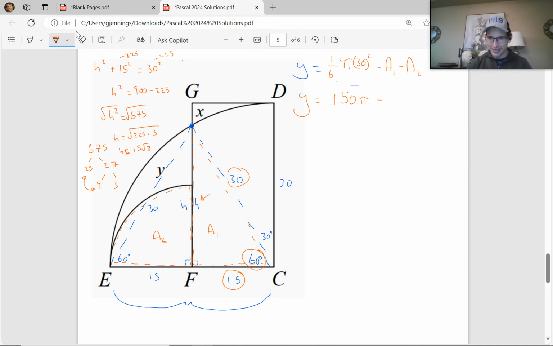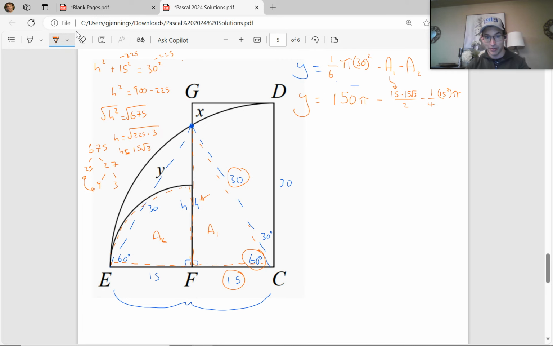All right. So that is to say that A1, remember I told you we'd have some fun with this question, especially with me talking about it. A1 is going to be base, which is 15, multiplied by height, which is 15 root 3, all divided by 2. That's A1. And A2 is going to be 1/4 of a circle with a radius 15. 1/4 times 15 squared pi.